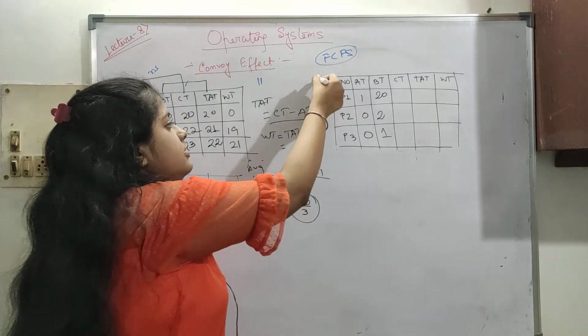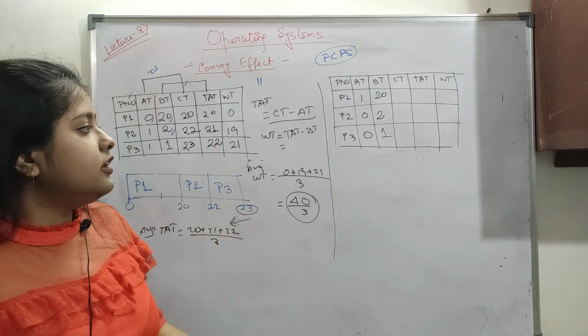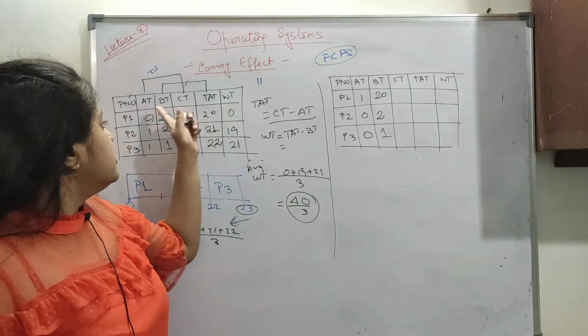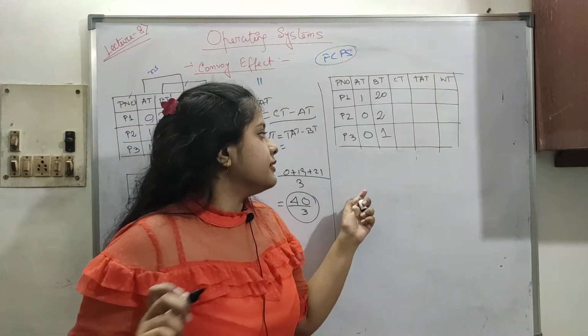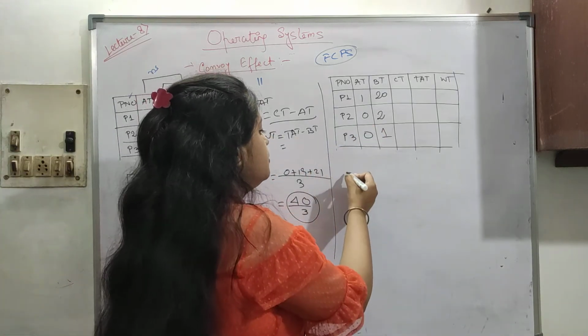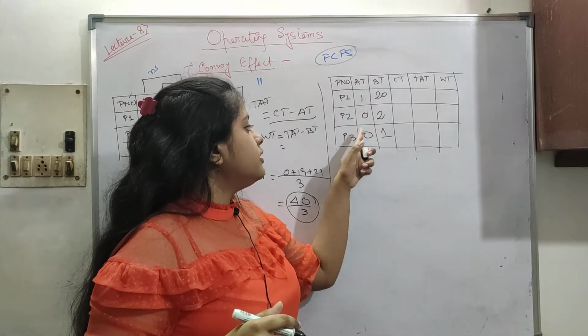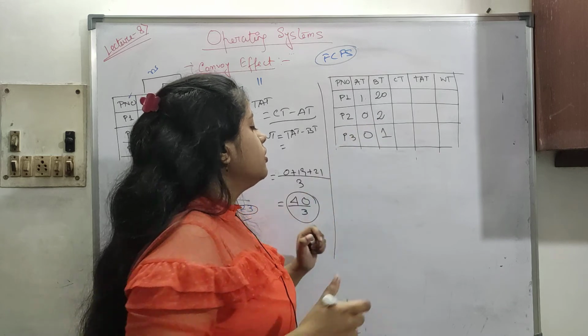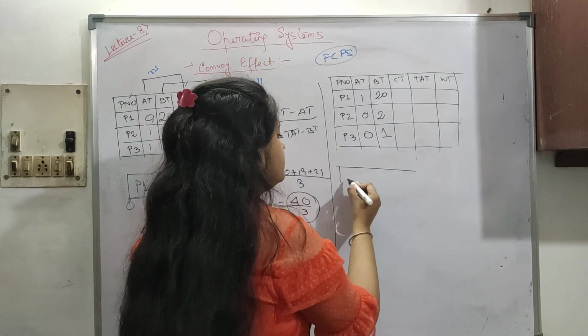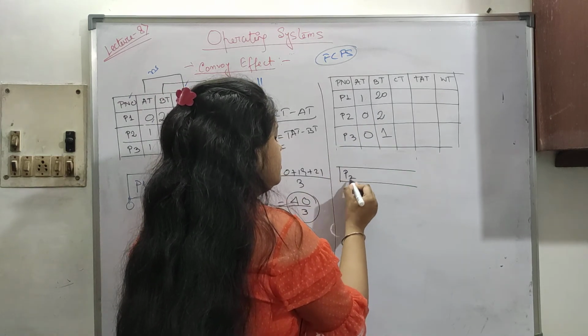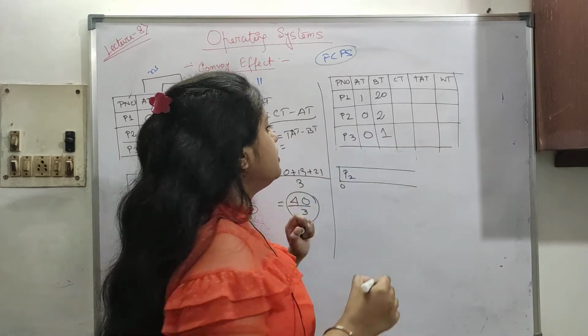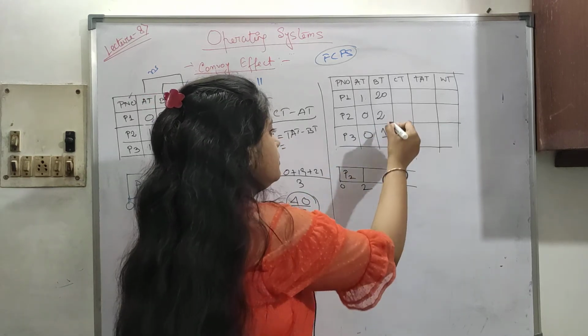Now let's see if we change the arrival times of these processes. So now we have the arrival times changed. P1 is arriving at 1, P2 and P3 are arriving at 0 and 0. Let's take P2 first. P2 has burst time 2. So this is done.